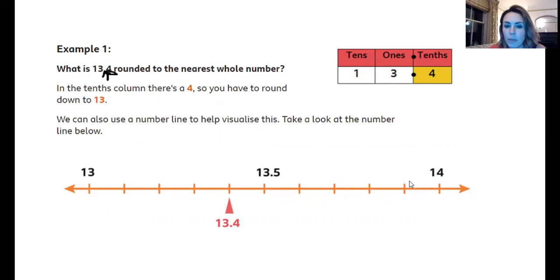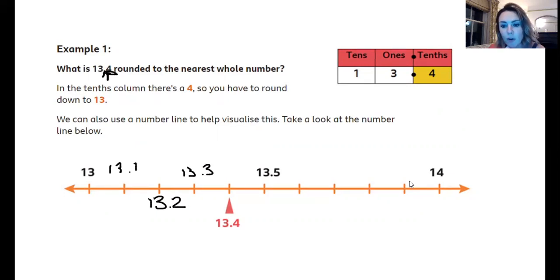So you can also use a number line to help you visualize this. So take a look at the number lines. We start with 13. Just a reminder of what a decimal number line looks like. We've counted this in class using our counting stick, but we have 13.1, I'll write this one below, 13.2, 13.3, we've got our 13.4 and our 13.5 marked.